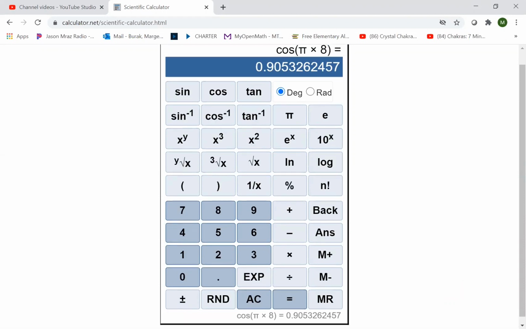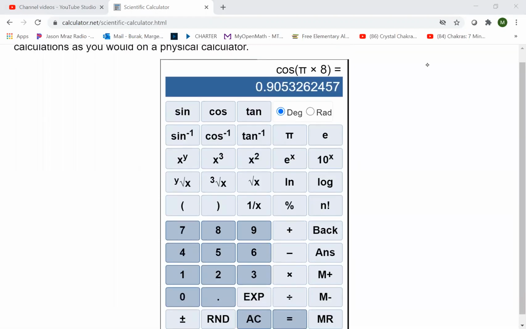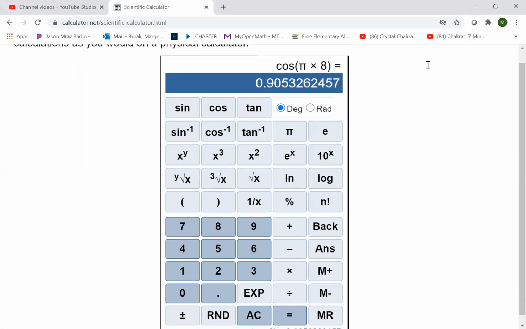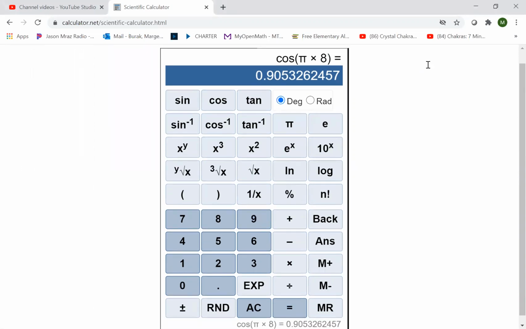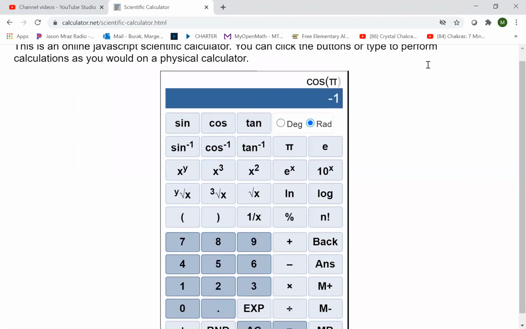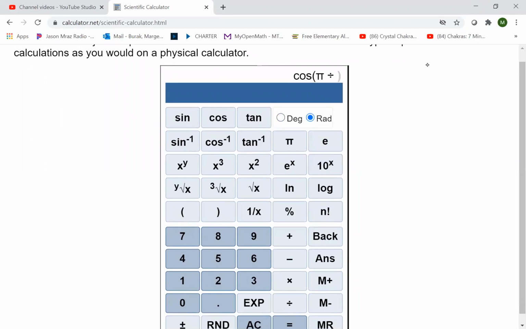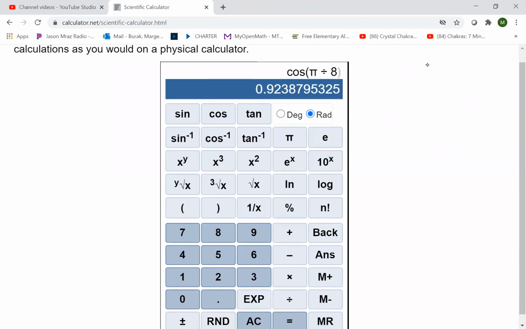Okay, so it says cosine of pi divided by 8. Oops, I did times 8. Okay, it's all right. We can go right back there. And we'll just clear it. Okay, so first of all, is pi divided by 8 degrees or radians? It's radians, so we have to do radians. And every calculator has a different way to do mode. So cosine pi divided by 8. And there it is.